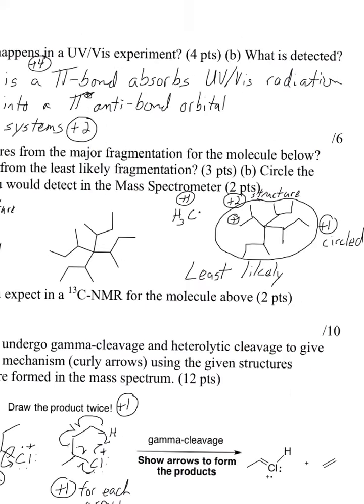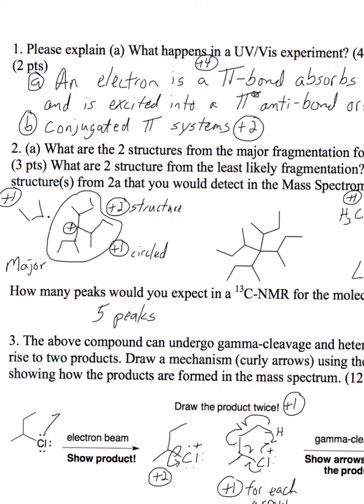Now that same idea, the least likely fragment would be one that forms a primary carbocation. So either here, or here, or here, or here would form a primary carbocation. That'd be the least likely, right? A primary carbocation and a methyl radical. And the part that's actually detected is always the positive fragment. It's never the neutral radical, it's always the positive fragment piece that is actually detected. So over here again, would be the positive fragment.